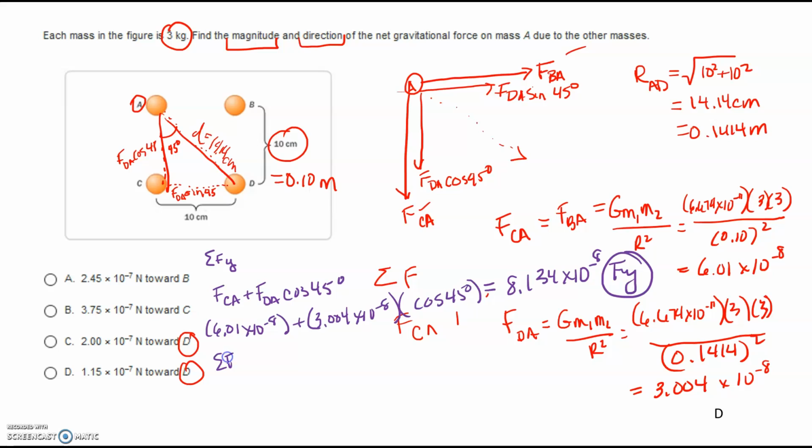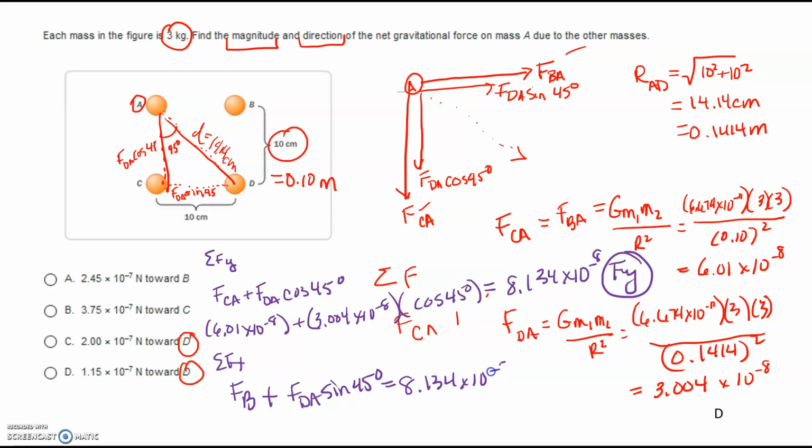If I do my forces in the x, which are right here, I have FB, and they're heading in the same direction. That's why I'm adding them. FDA sine 45 degrees. Looks almost exactly like this. And I get the same number, actually.